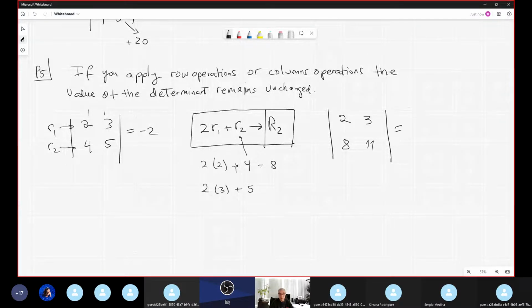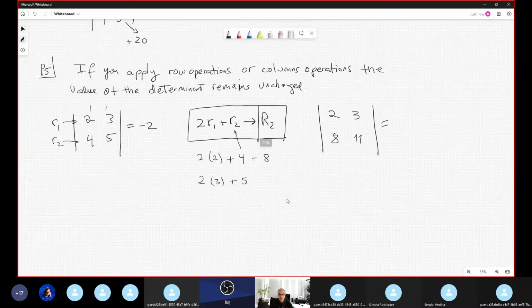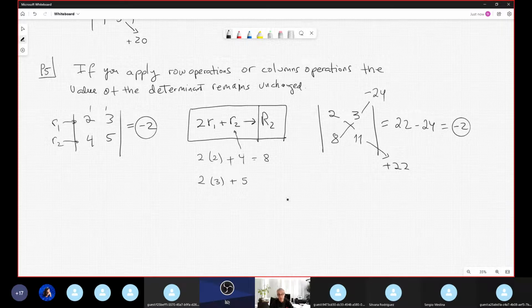Okay, let's see what happened now. Compute this new determinant after the row operation. This multiplication is positive 22. The other multiplication is minus 24. And the answer is -2, exactly the same. This is an unbelievable property.